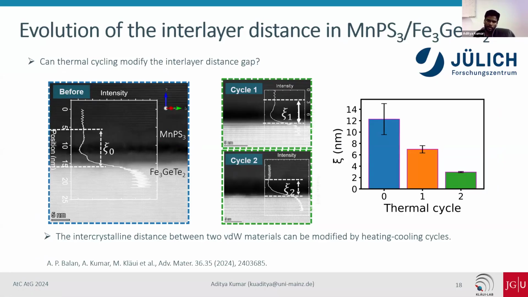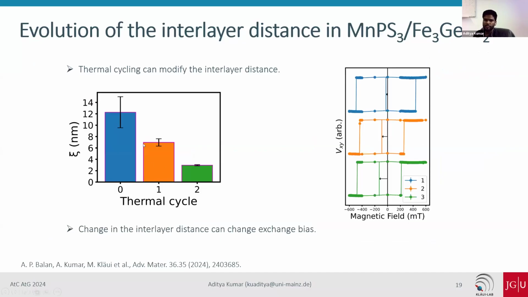So now it basically explains that when you're heating and cooling in a cycle, you can have some interdiffusion, and if you are doing it multiple times, the state can change and modify various interface related phenomena. And this is what reflects in our exchange bias measurements. So just doing thermal cooling cycles modifies the intercrystalline distance, and we see change in exchange bias.